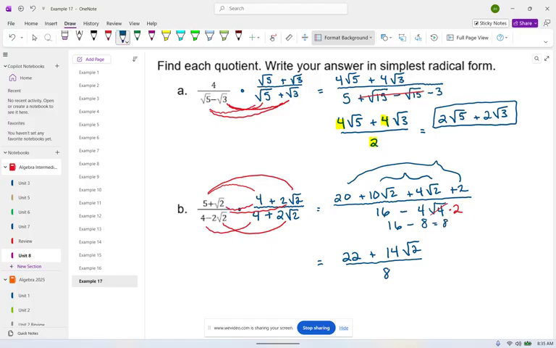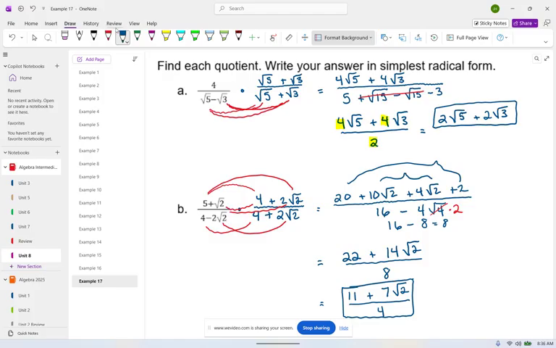Okay, now we notice that all three of these are even. The next factor up of 8 would be 4. Are they all divisible by 4? They're not divisible by 4. Are they all divisible by 8? They're not all divisible by 8. So we're going to divide each of these by 2. We'll have 22 divided by 2, which is 11, plus 14 divided by 2 is 7 square root of 2 over 8 divided by 2 is 4. That's going to be our final answer.